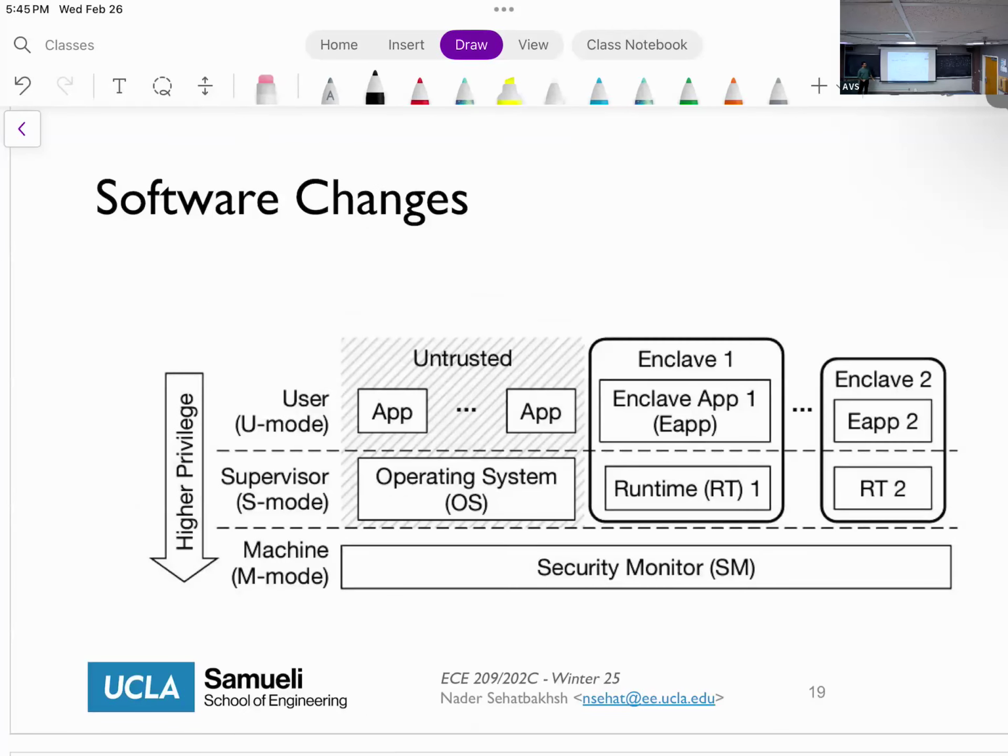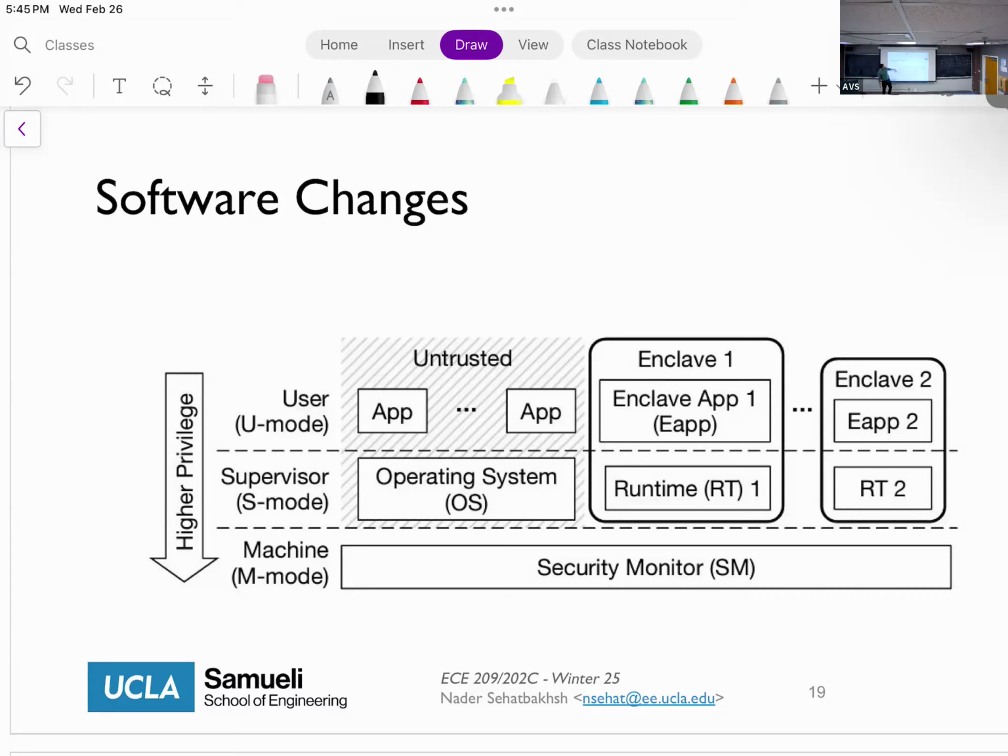There are a few other examples. For example, this is for RISC-V. For RISC-V, you have a user mode, supervisor mode, and a machine mode. The interesting thing is that you can have different types of trusted apps. Unlike TrustZone, where you have just one, you can have, for example, one enclave that has an enclave app, e-app, and a runtime. You can have another one that has another runtime. That gives you a separation of trust, so enclave 1 and 2 do not necessarily trust each other.